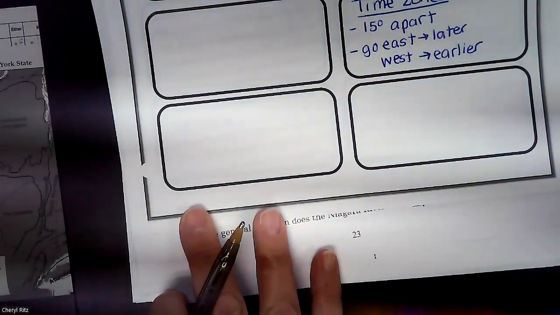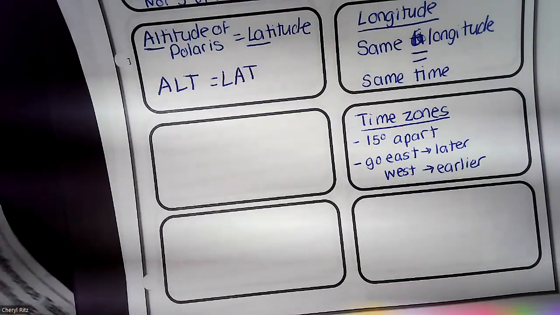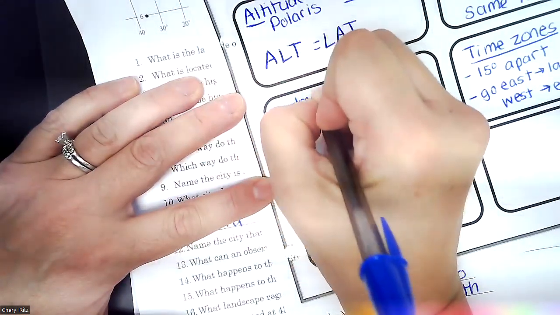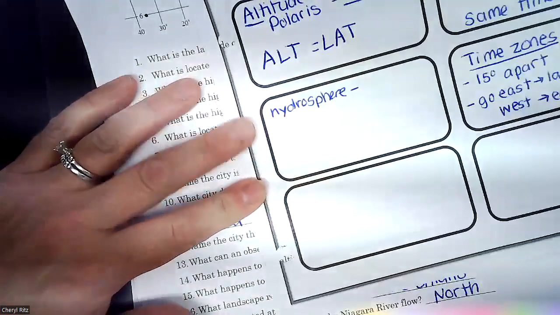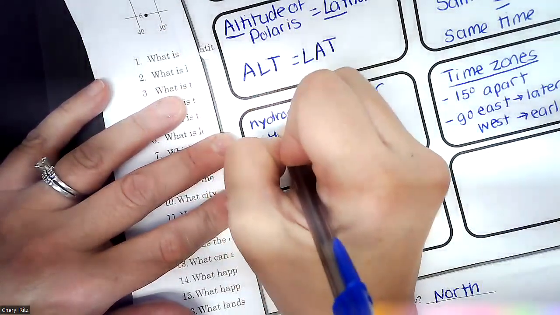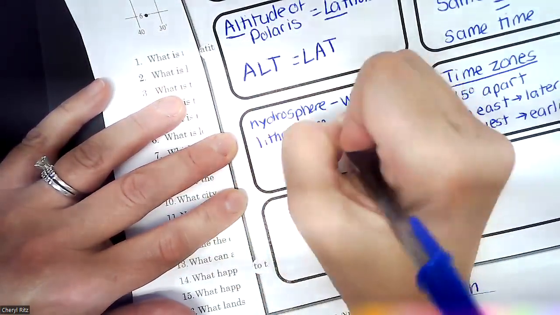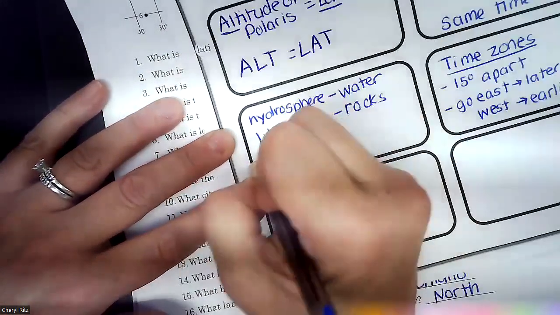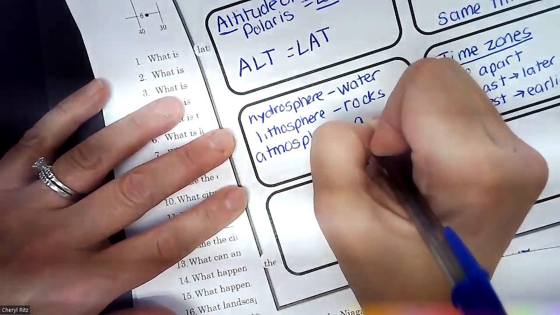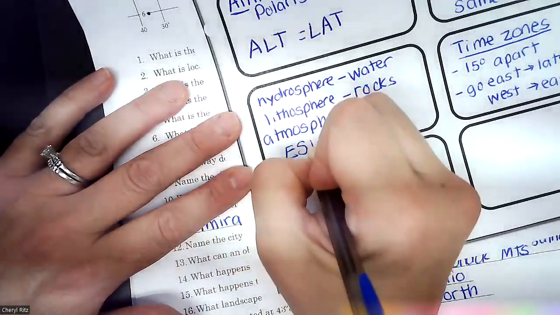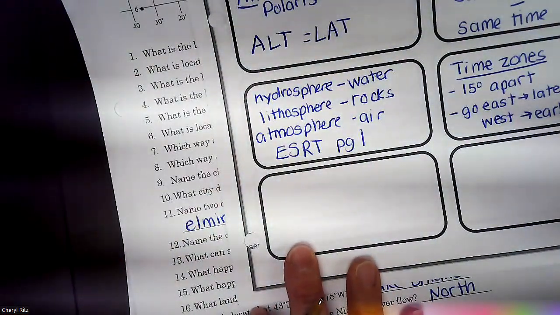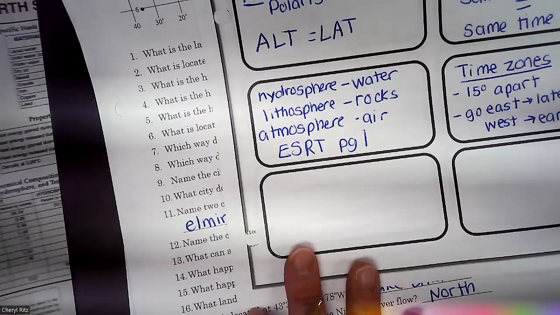And guys, we don't have too much time to write this down, but there were 3 spheres. Hydrosphere. What's a hydrosphere made out of? Water. Lithosphere. Rocks. And the last one is atmosphere. That's air. And please remember, ESRT page 1 shows what each of those layers is made out of. That will be on the test tomorrow.